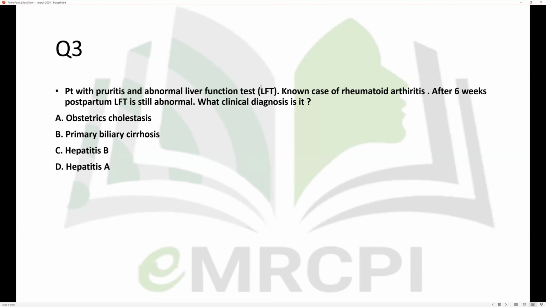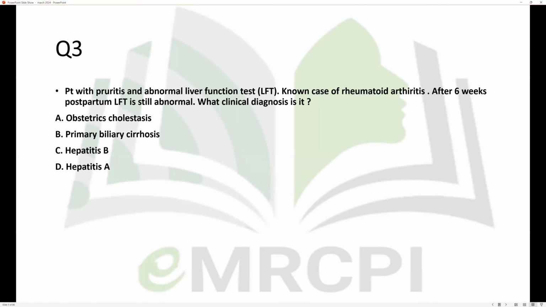The patient still has abnormal liver function tests, and the pruritus continued even 6 weeks after delivery. That means there is something abnormal, especially as she has a history of rheumatoid disease. So this is an indication for referral to a hepatologist. Why? Because this is not just simple cholestasis of pregnancy. This is a complicated case, and that's why it needs to be seen by a hepatologist.